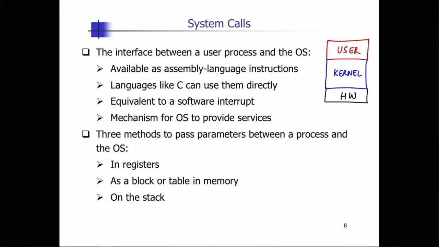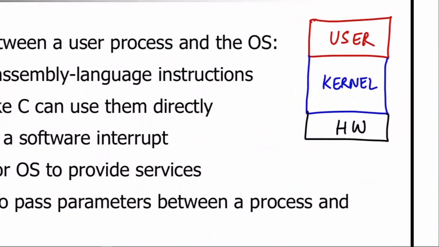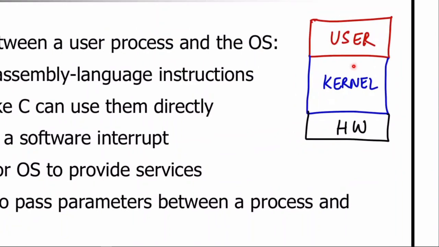In this video, we will talk about system calls. They are essentially an interface between the user process and the operating system. In other words, system calls provide an interface to the services made available by an operating system. Let's take a look at a diagram on the right over here to see why we need them.